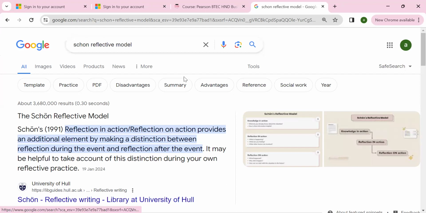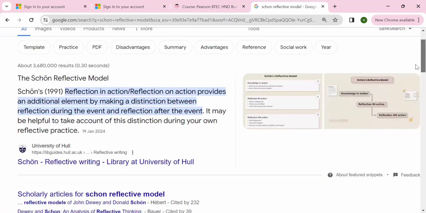Any question here, please? No. So how many models of reflection are we looking at here? We discussed the whole experiential learning, and we can look at how many stages we have. We can look around the Gibbs model of reflection, and we can look around the Schön reflective cycle. So these are the three models we can look around: Kolb, Gibbs, and Schön. Any question here?